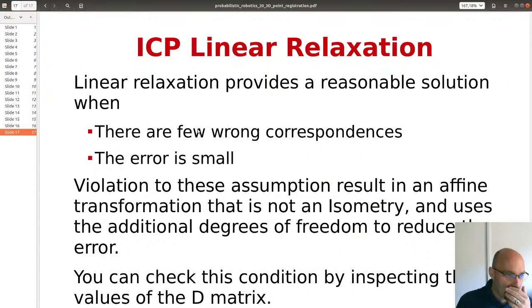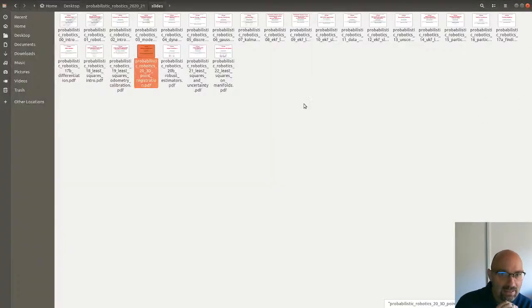Okay, this was lesson 1. How many slides? 17 slides in 10 minutes. It's a record. Let's see then the robust estimators.